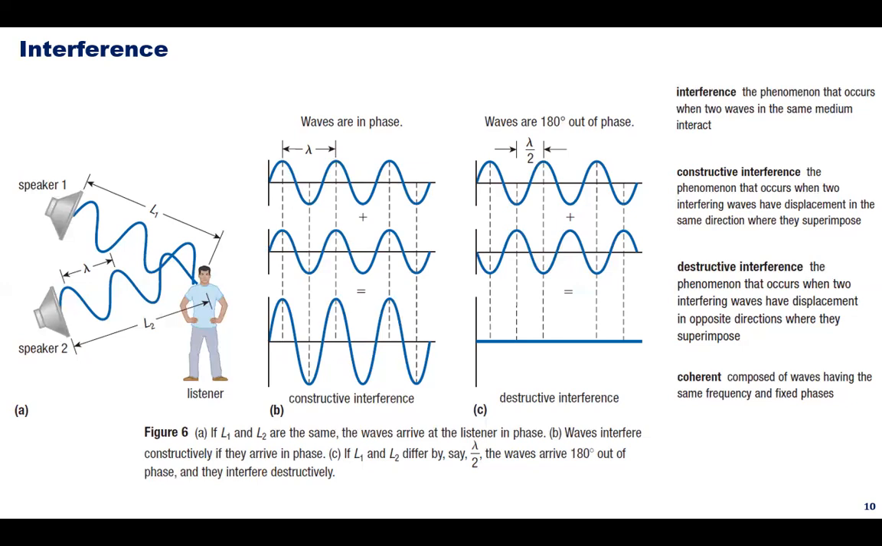For example, sound waves from two speakers may reach the listener's ears at the same time, as illustrated in figure 6 here. If the crest of one wave coincides with the crest of the other, then the waves are in phase and combine to create a resultant wave with an amplitude that is greater than the amplitude of either individual wave, resulting in a louder sound. This phenomenon is called constructive interference.